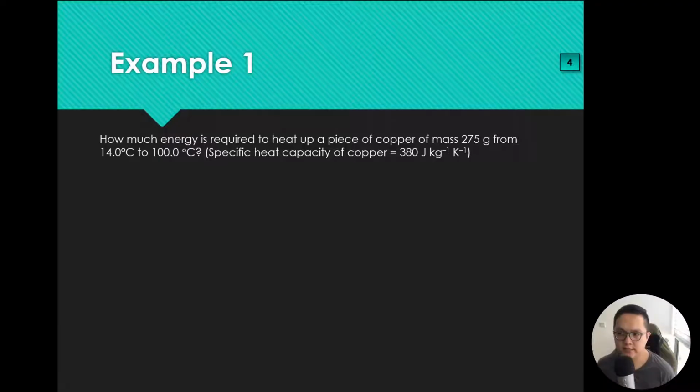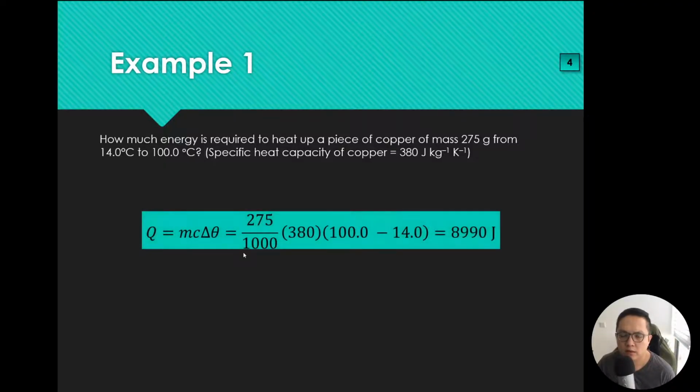Let's look at the first question, example 1. How much energy is required to heat up a piece of copper of mass 275 grams from 14 degrees Celsius to 100 degrees Celsius? The specific heat capacity of copper is 380 joules per kg per Kelvin. So this one is just a direct substitution. Q equals mc delta theta.